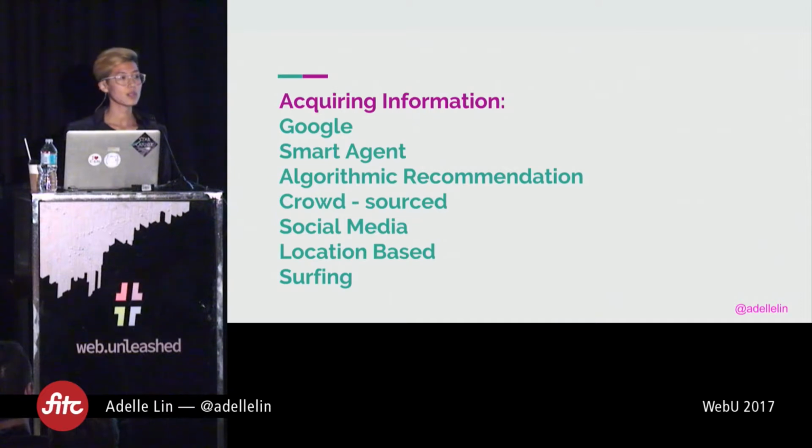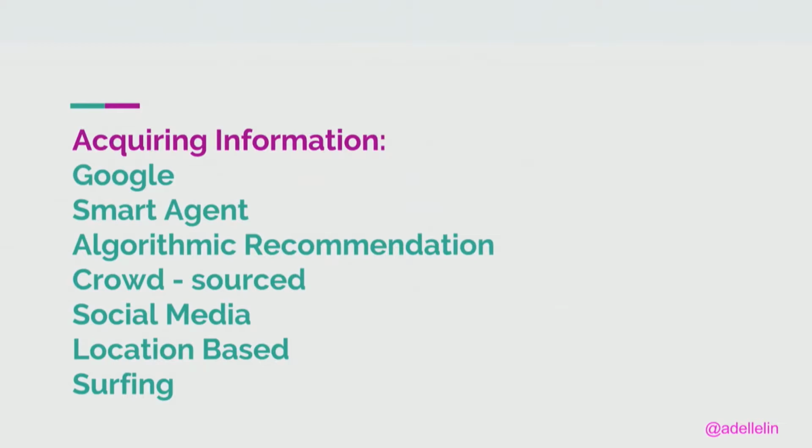So there are many ways for users to acquire information these days. You have your Google, your smart agents such as Siri, Cortana, algorithm-based recommendations on Netflix, Spotify. Then there's crowdsourced information such as Quora. Then you have your social media platforms like Facebook, Twitter, location-based such as Yelp, and then there's just plain old surfing. And that's the last one I'm kind of interested in looking at.